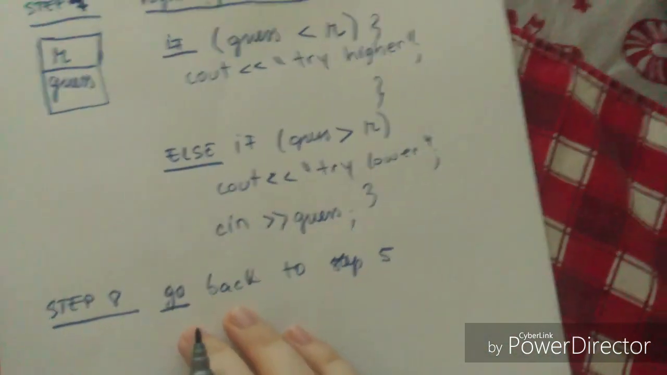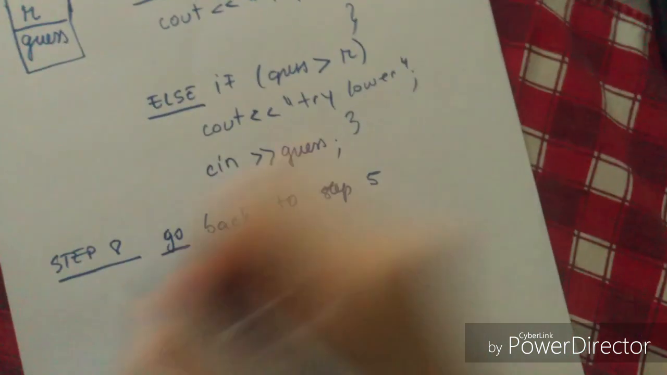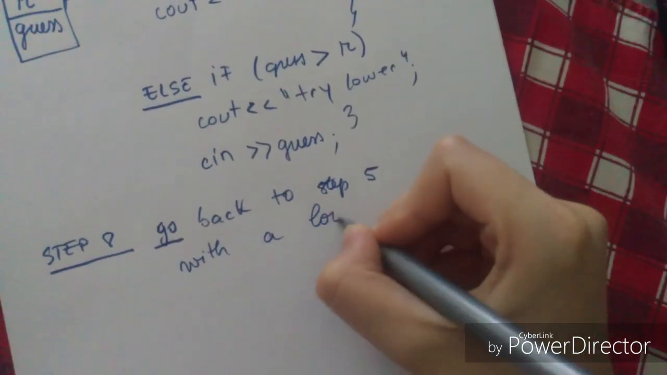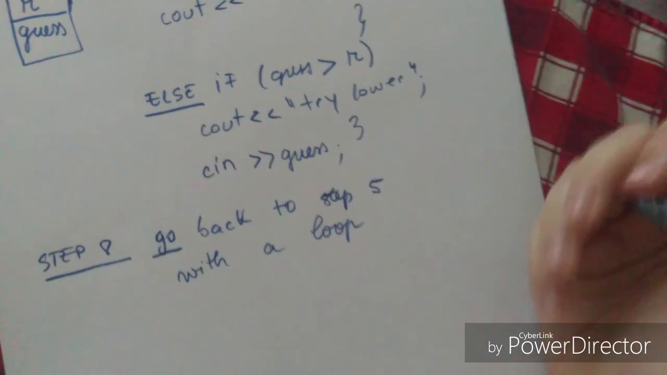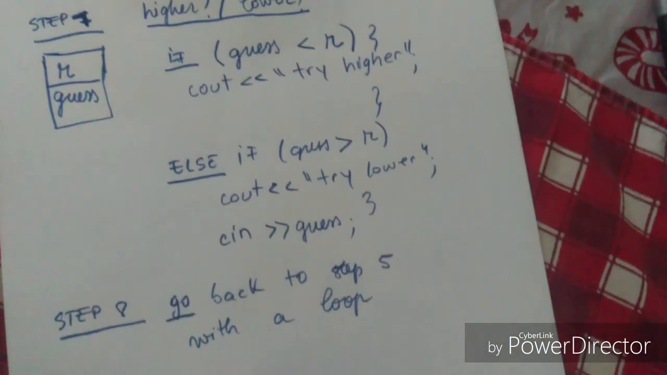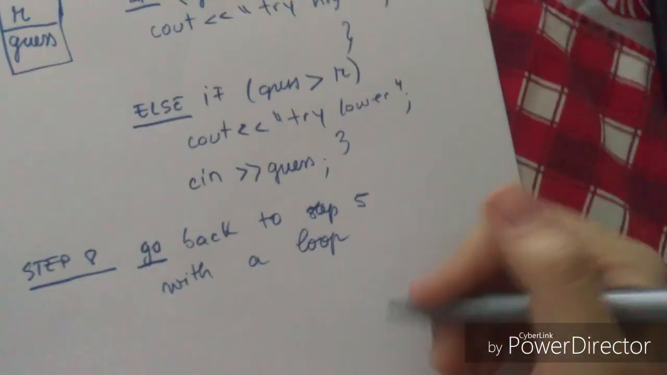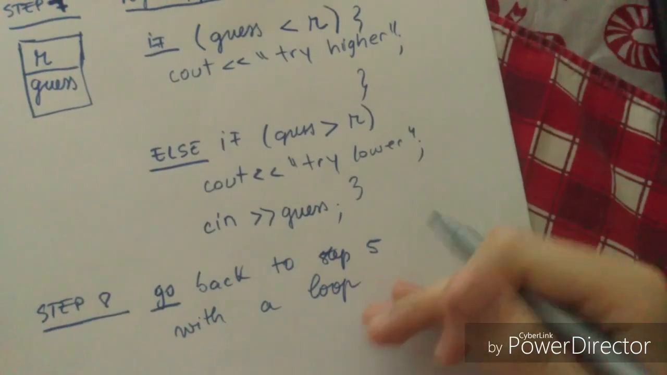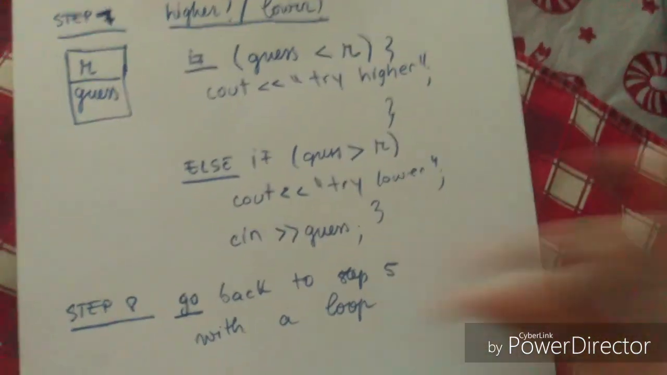And so this can be accomplished by a loop. So we're just going to say with a loop. And we're going to put steps 5 through 8 into this loop in order to continuously check until we finally find the number that was generated.